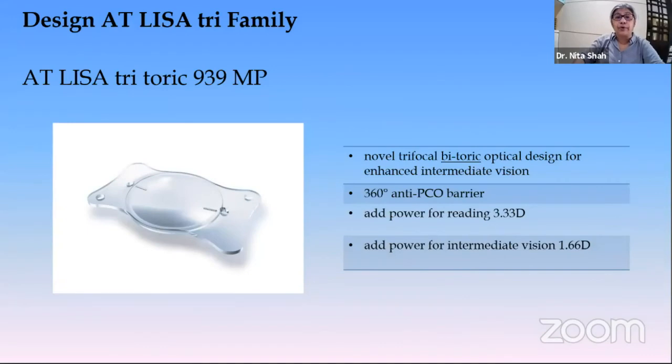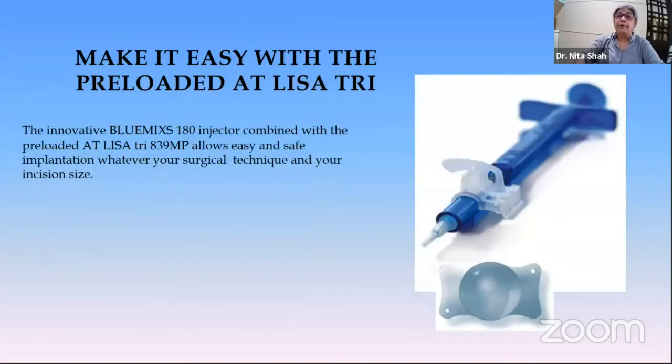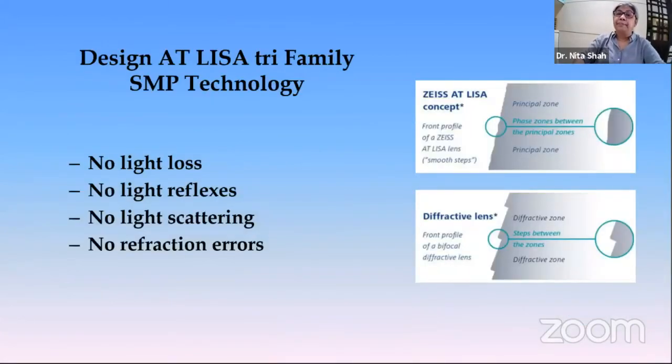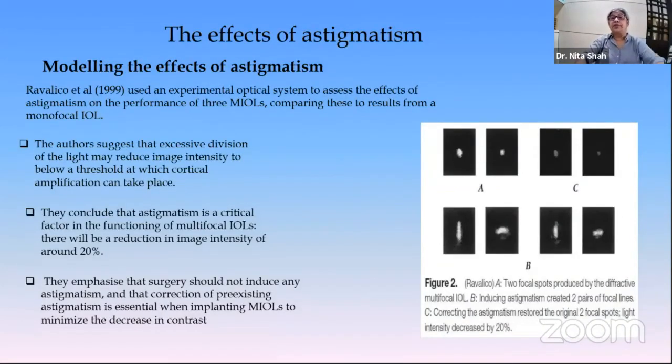This is a beautiful lens with a 360-degree anti-PCO barrier, add power for reading as 3.33, and for intermediate 1.66, with an excellent injector as been demonstrated earlier. And it has a 4-point haptic design, and it's available in 0.5 cylinder diopter steps with a huge range. And in the workflow, it can be rotated in both the directions, which is an advantage. SMP technology gives no light loss, no light reflexes, very little scattering, and no refraction errors created.